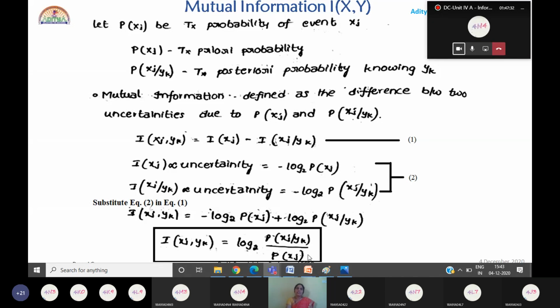I of xj comma yk is the mutual information of the transmitter events and I of yk comma xj is the mutual information of the receiver events. Once you know the two corresponding equations, when we discuss the properties of mutual information, you will be more comfortable. So both the equations, I of xj comma yk and I of yk comma xj, you should remember. Complete the second model also.